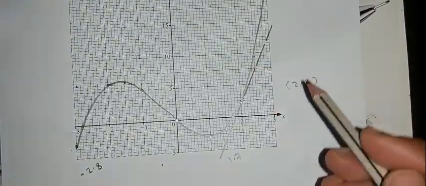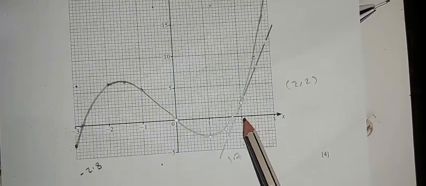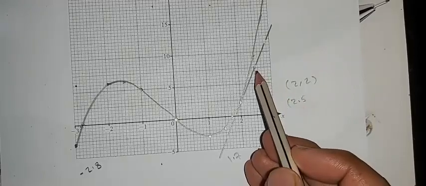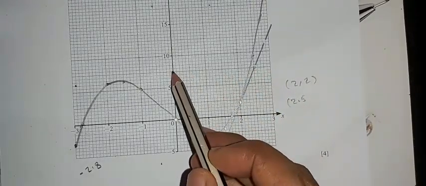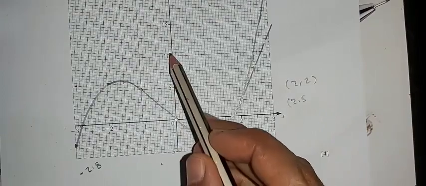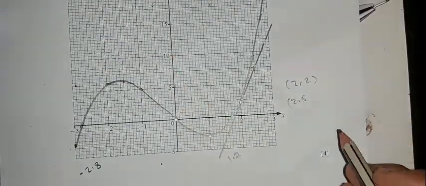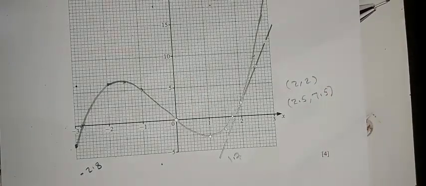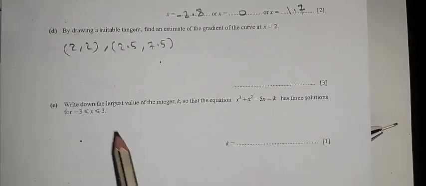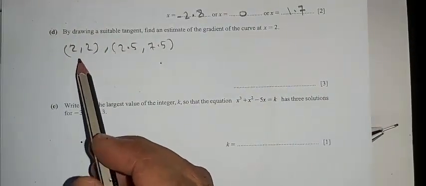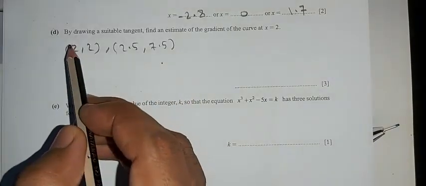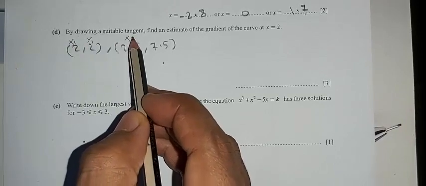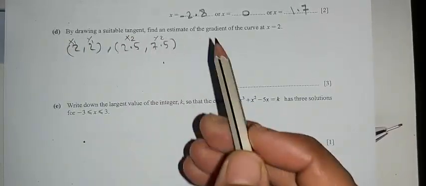Maybe we have a point here. Look at this point here. The x coordinate is 2.5, and the y coordinate is 7.5, since half of the distance between 5 and 10 is 7.5. So we will use these 2 points to calculate the gradient. This point here is x1 and y1, 2.5 is x2 and 7.5 is y2.